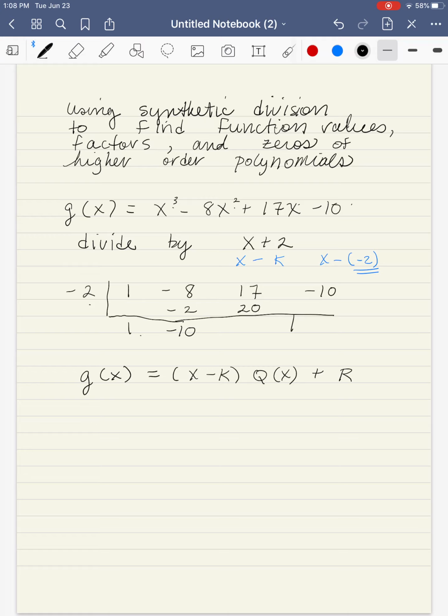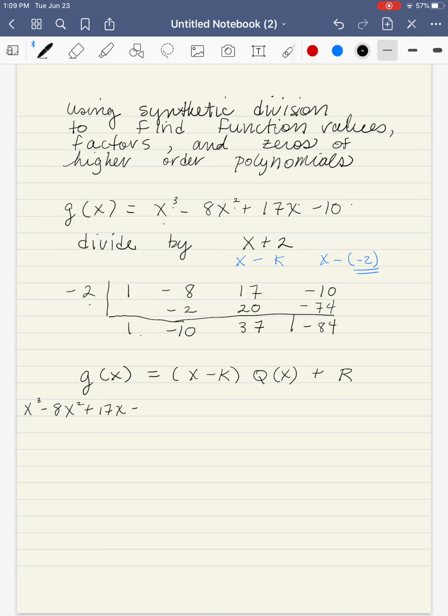Then to do the synthetic division, I drop the 1 down. Then I multiply negative 2 times 1 and add. Then multiply, and add, and then multiply again. Let's see, negative 2 times 37 is negative 74, and add, and I get negative 84. So if you did not get these numbers on the bottom here, go back, double check your work, then restart the video. Try to write your quotient, your g of x equals x minus k, q of x plus r.